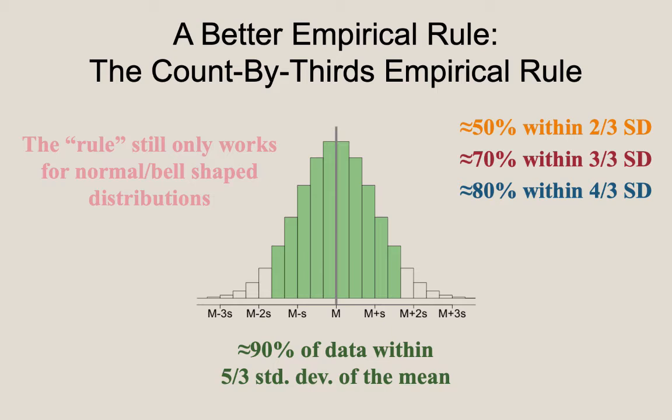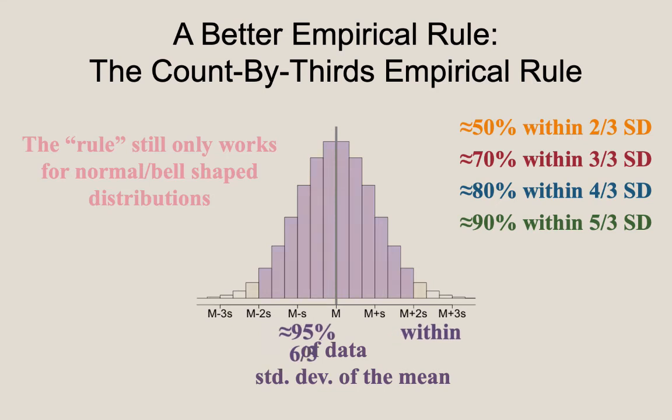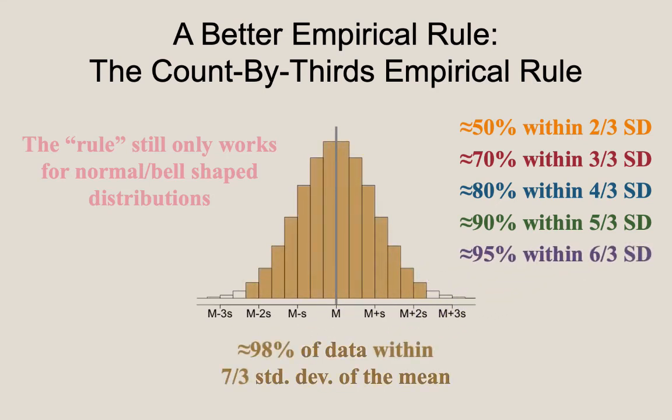5/3 of a standard deviation above and below the mean captures about 90% of the data. 6/3 of a standard deviation above and below the mean captures 95% of the data, which again matches the traditional empirical rule that says 2 whole standard deviations above and below captures 95%. 6/3 is actually 2 whole. And last but not least, if you go 7/3 of a standard deviation above and below the mean, this captures about 98% of the data.